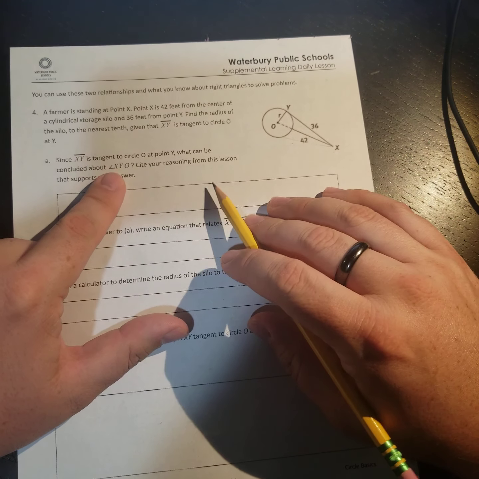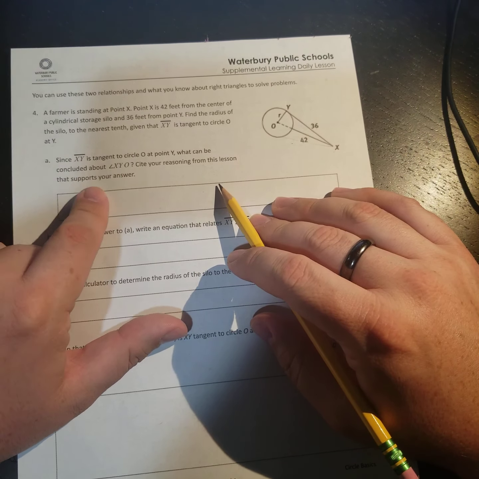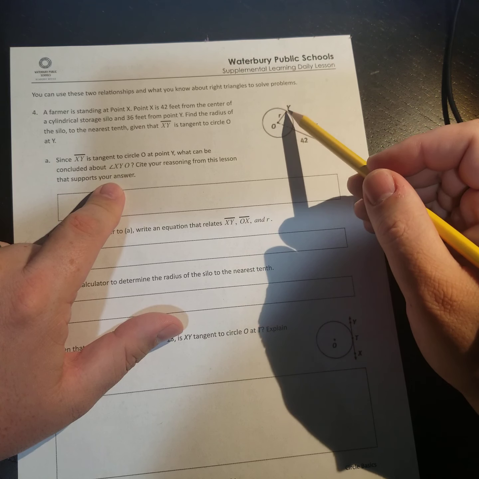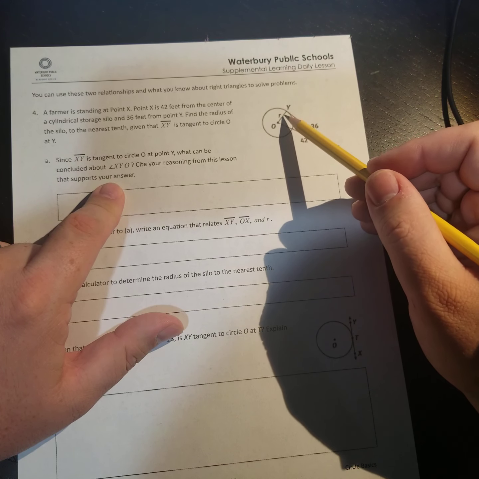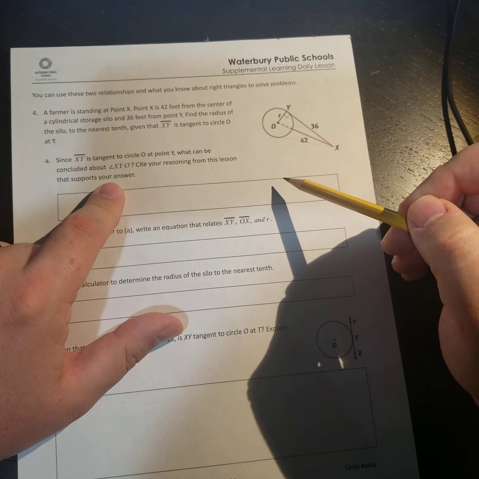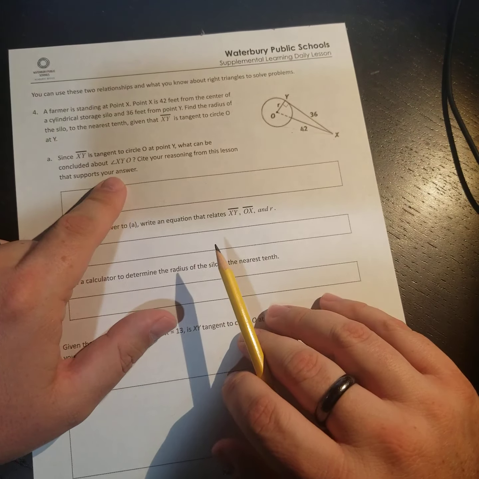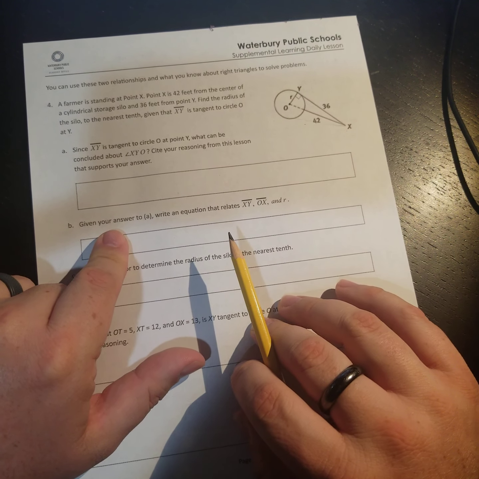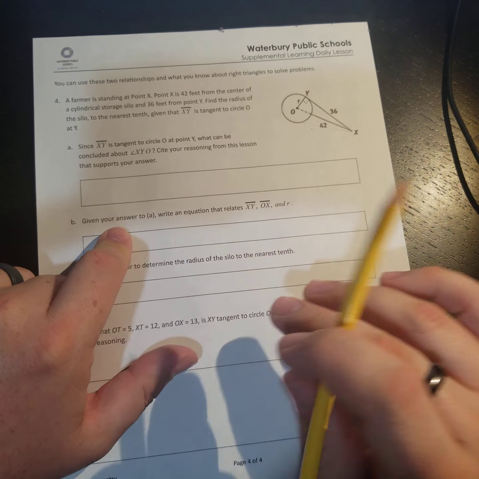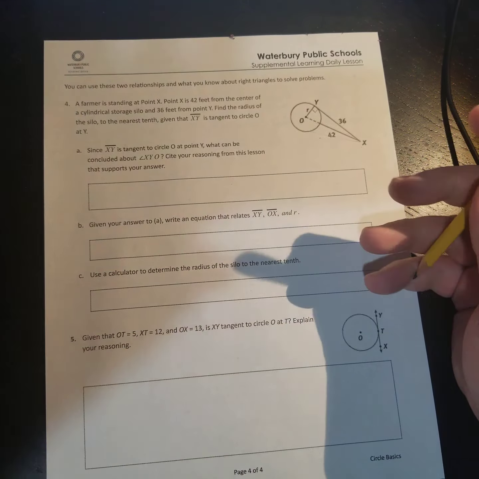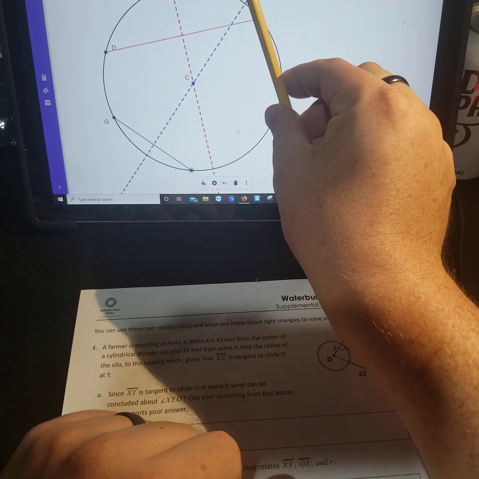Since XY is tangent at Y, what can be concluded about angle XYO? If this is tangent and this is the radius, what must this angle be? Must be 90. Cite your reasoning from this lesson. The reasoning is the definition of a tangent line: it is always perpendicular to the radius. And think about it, if it wasn't, let me show you the computer again. If a tangent line wasn't perpendicular to the radius, it would cross at more than one point.